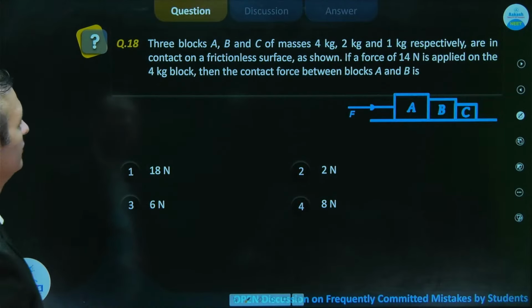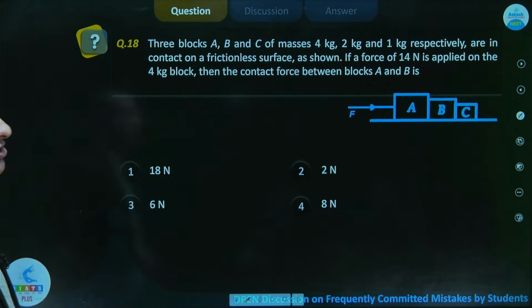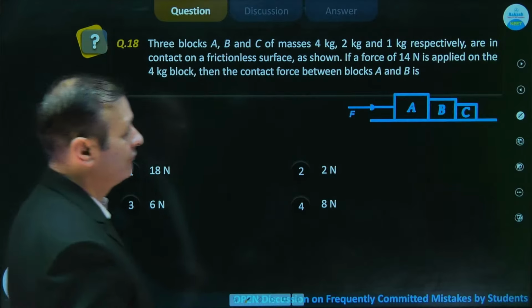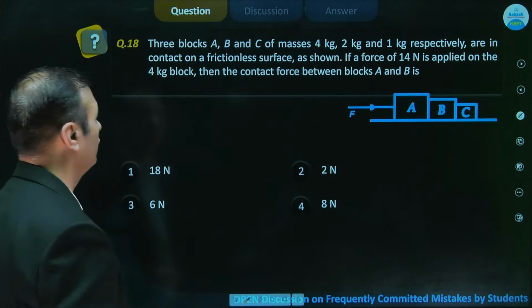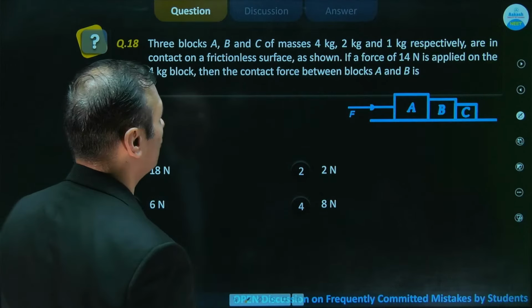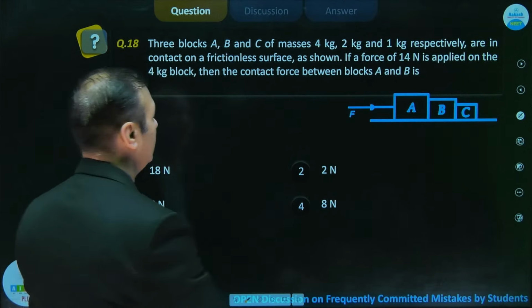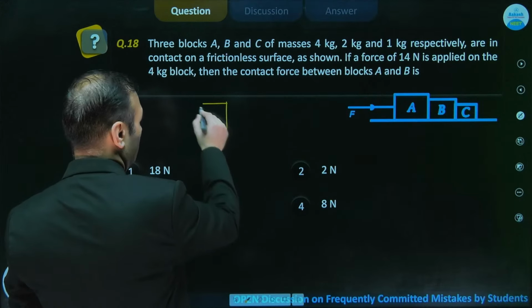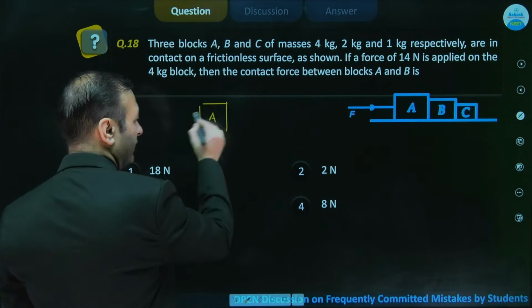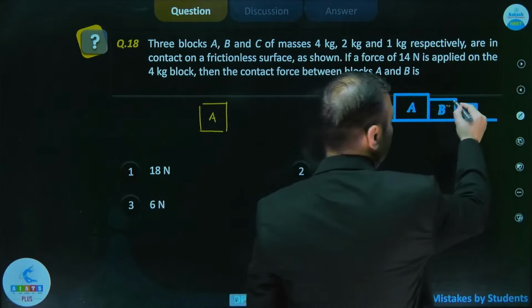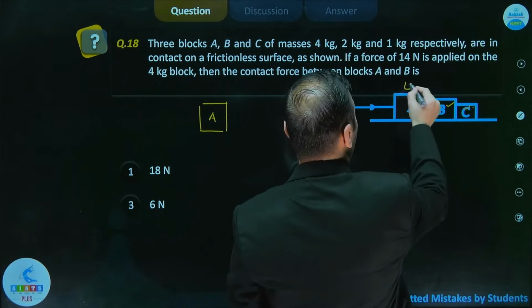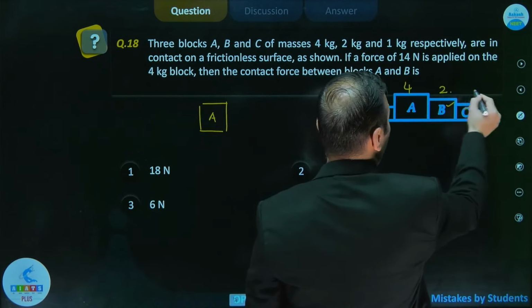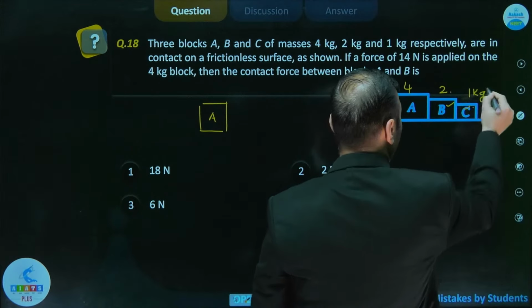Moving to the next, 3 blocks A, B and C of masses 4 kg, 2 kg and 1 kg respectively are in contact on a frictionless surface as shown. If a force of 14 Newton is applied on the 4 kg block, then the contact force between the blocks A and B is. Okay. So this is A and we have B and C also. So A is 4 kg, this is 2 kg and this is 1 kg.